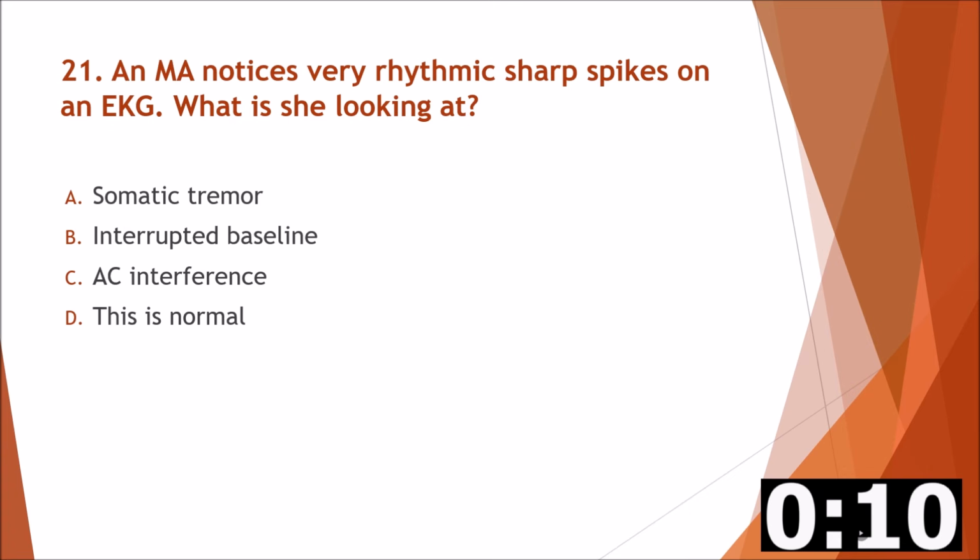21. An MA notices very rhythmic, sharp spikes on an EKG. What is she looking at? A, somatic tremor. B, interrupted baseline. C, AC interference. D, this is normal. 10 seconds.